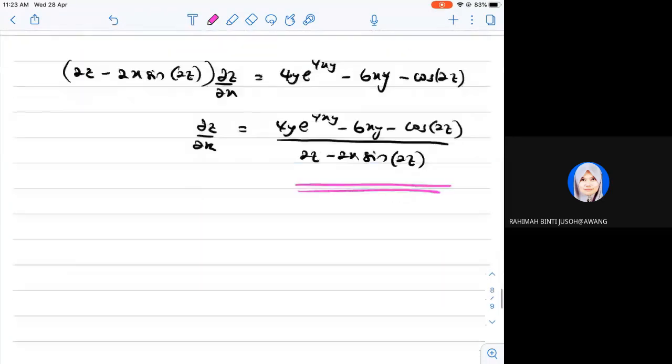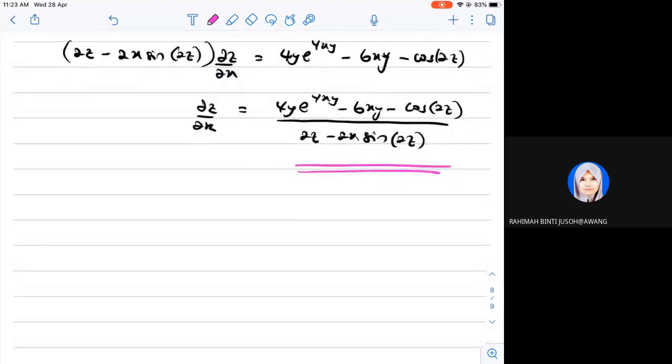Okay. Now, I will show you the second method. Second method using formula. Student suka guna kaedah second method ni. Boleh. Saya memang saja student guna kaedah second method pun, kalau you pening kaedah yang pertama tu. Use formula.